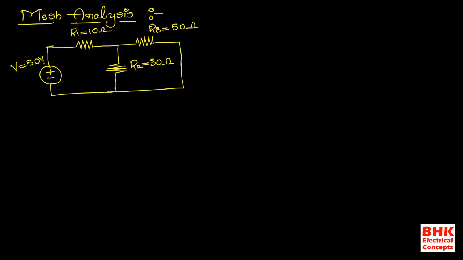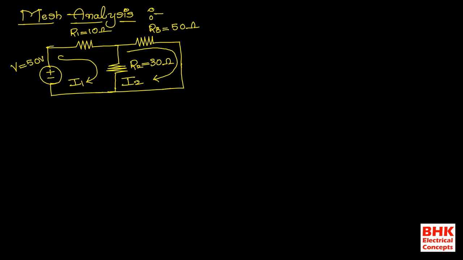Hi friends, in this video we are going to discuss the concept of mesh analysis. Here, the meaning of mesh is loop. It means that by using the concept of mesh analysis, we can easily find the value of the currents flowing in the loops. That is, the current flowing in loop 1 and the current flowing in loop 2. If you want to find these currents, it is mandatory to apply the mesh analysis concept in any circuit.